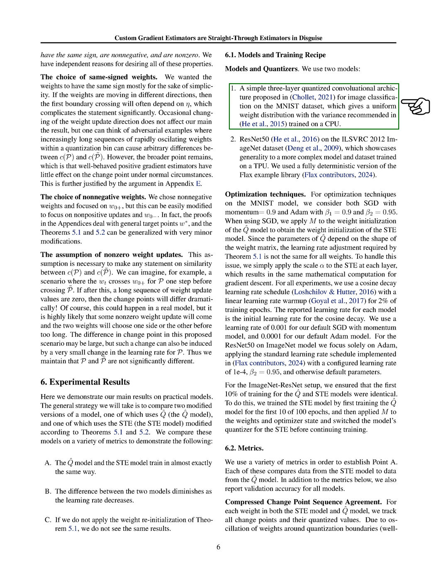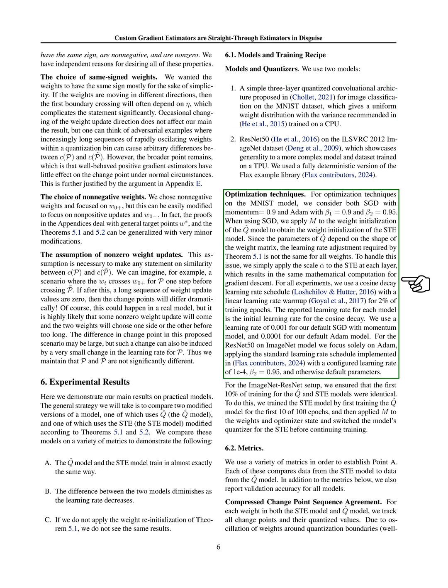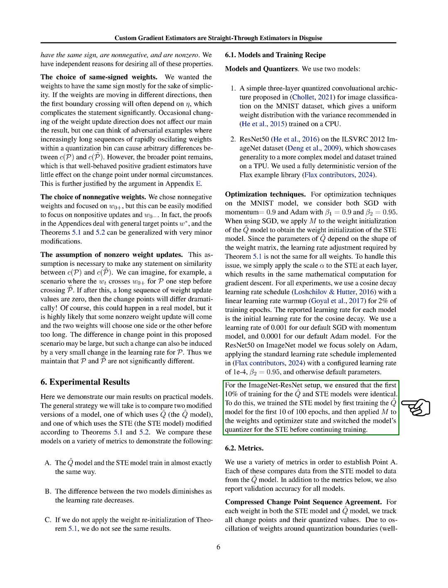We utilize two models: a simple three-layer quantized convolutional architecture for image classification on the MNIST dataset and ResNet 50 on the ILSVRC 2012 ImageNet dataset. Various optimization techniques are employed, including SGD with momentum and Adam. For all experiments, we follow specific optimization strategies and learning rate schedules tailored to each model. Our focus is on demonstrating the effectiveness of our approach on real-world models and datasets.